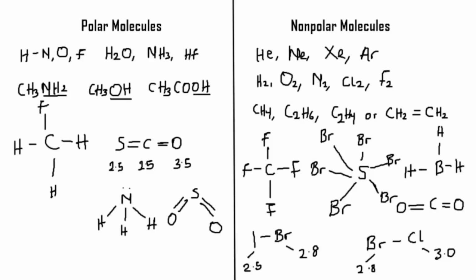So when you see a molecule that has hydrogen bond, it's a polar molecule. When the electronegativity difference is greater than 0.5, it is a polar molecule. When the electronegativity difference is less than 0.5, it is a nonpolar molecule. And lastly, the shape of a molecule also determines its polarity.